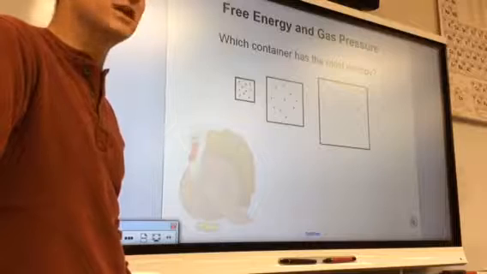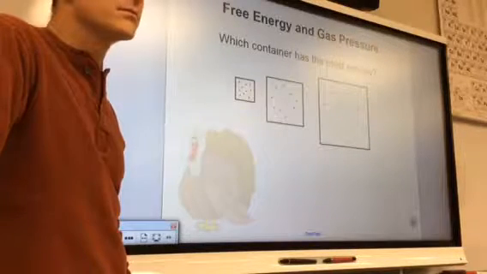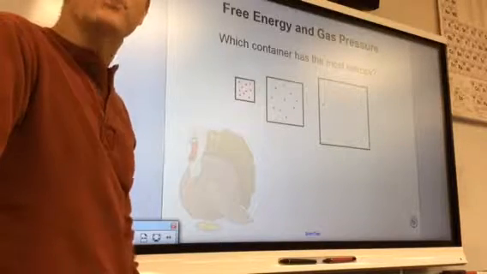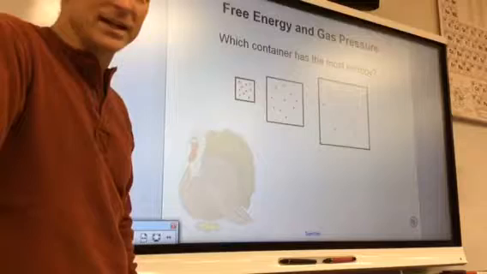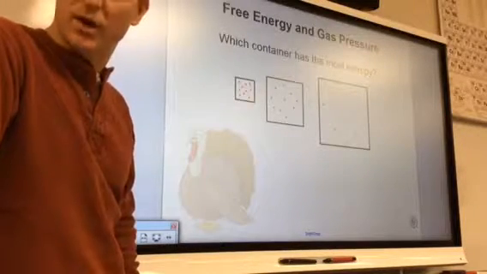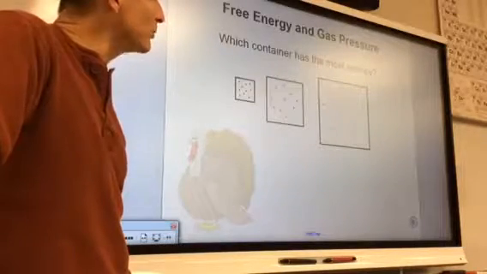Okay, so which one has the most entropy? There's more space, so there's more places to be. Yeah. That's the way I want you to think of that. There's more positional probability in the box on the right. There's more places that the dots can be on the right than there are on the left two. So the one on the right has the most probability.